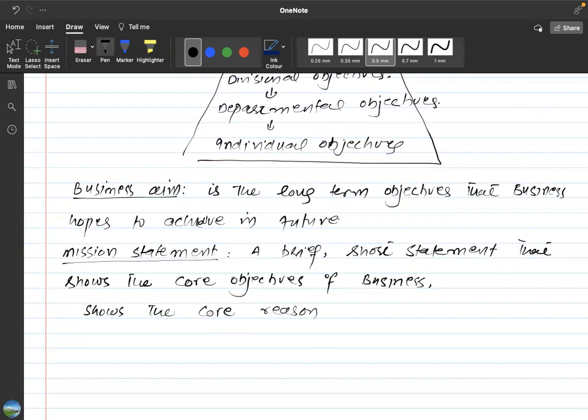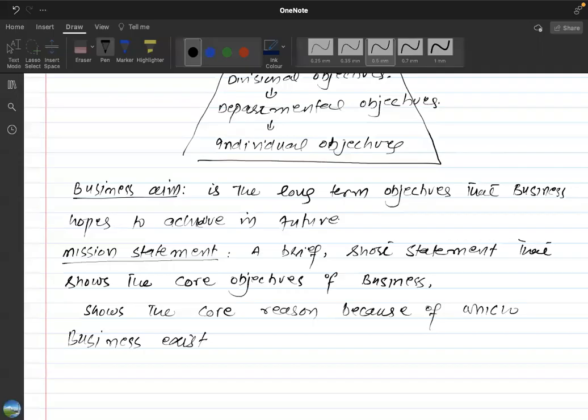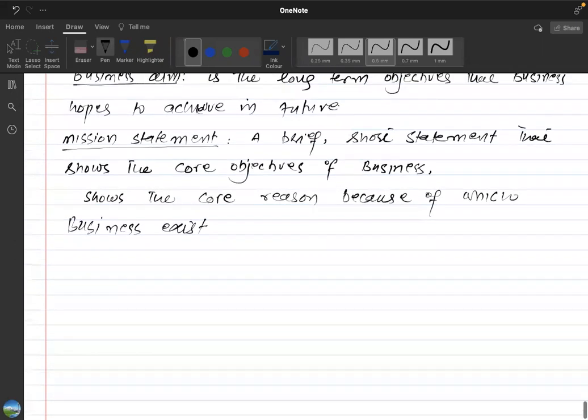Shows the core reason because of which business exists. So this is the basic definition of mission statement. Before we proceed, I want to share some mission statements with you. For example, the mission statement of Microsoft says: to empower every person and every organization on the planet to achieve more.